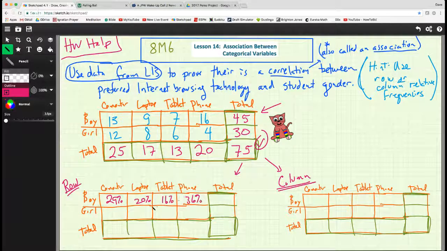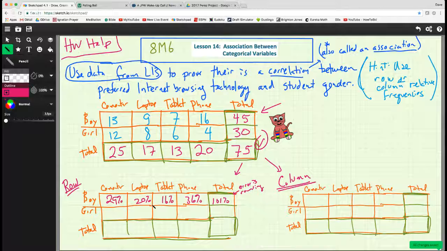And this is rounded, so if you add this across, you get actually 101%. But it's because the error is rounding, because we rounded these percentages.